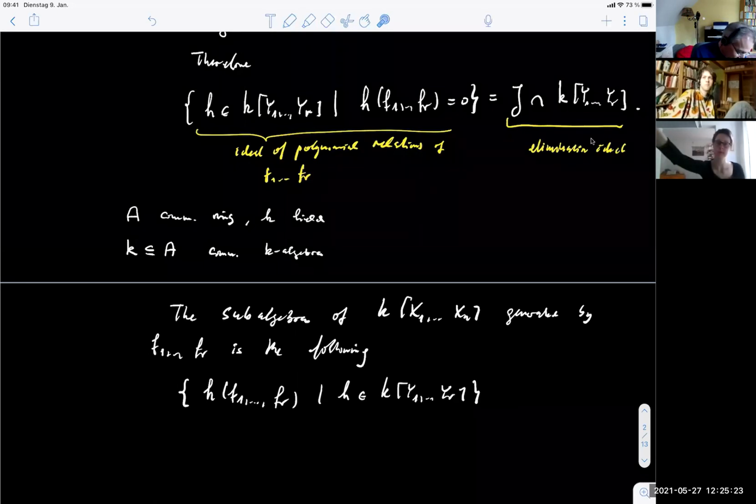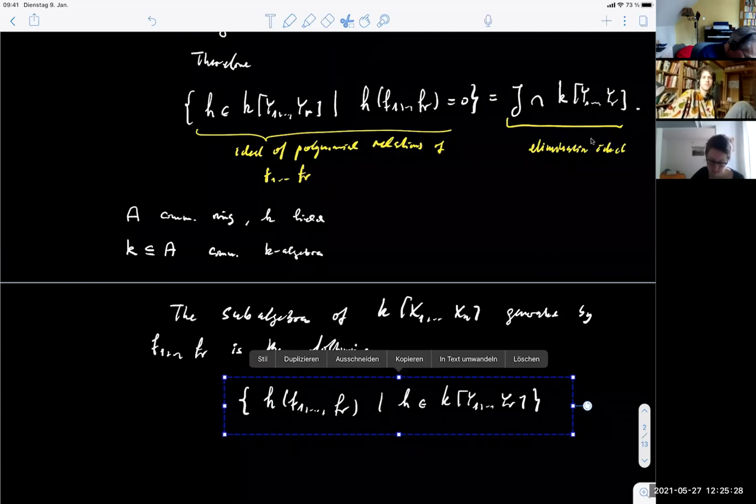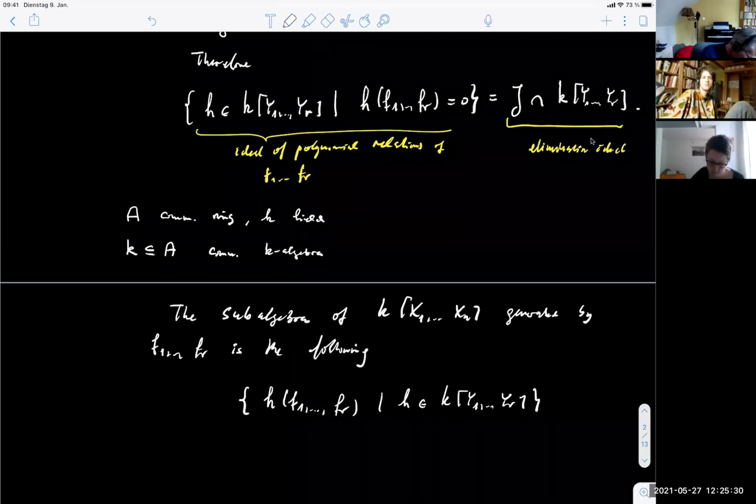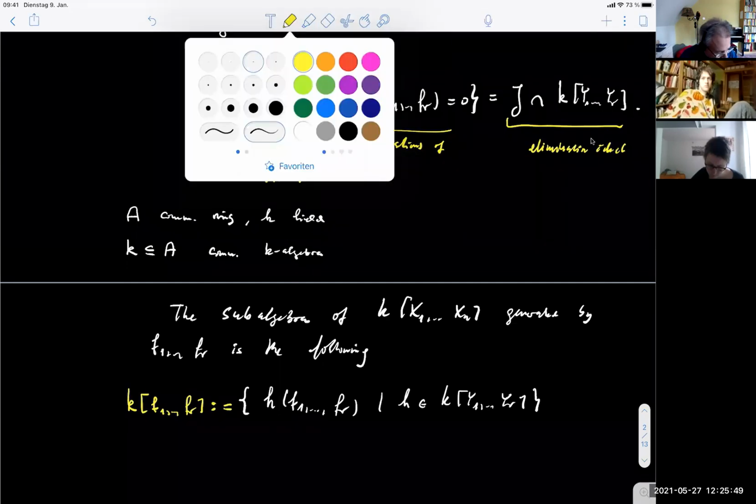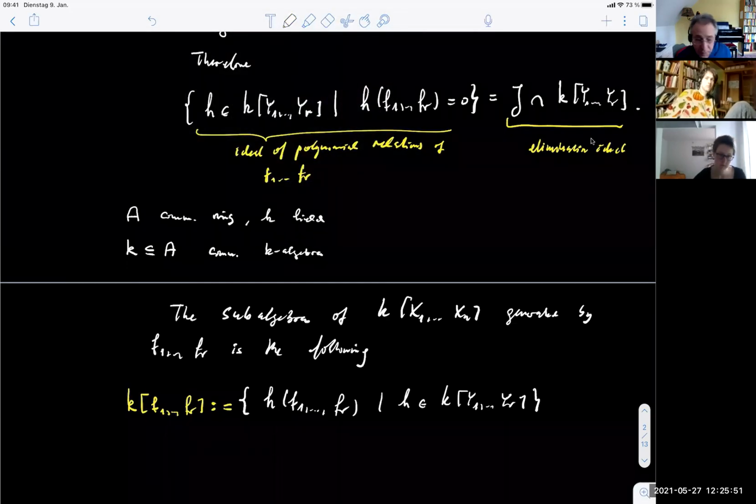I write it this way, K and then in brackets. This is just a naming for this subalgebra. Okay, so this was a definition.